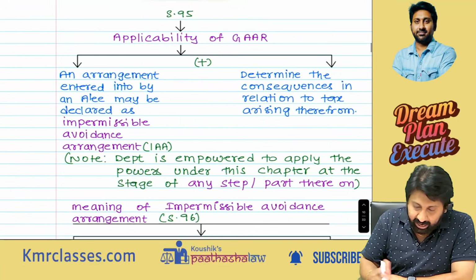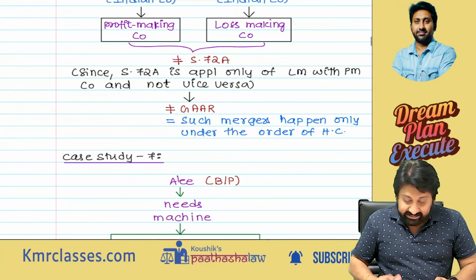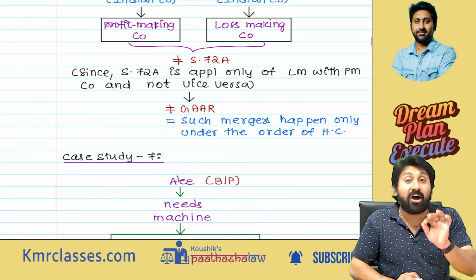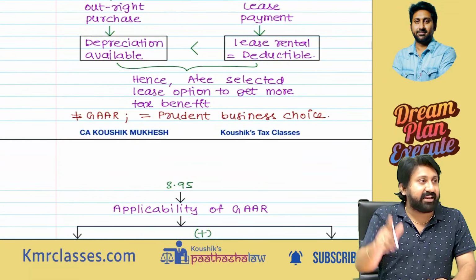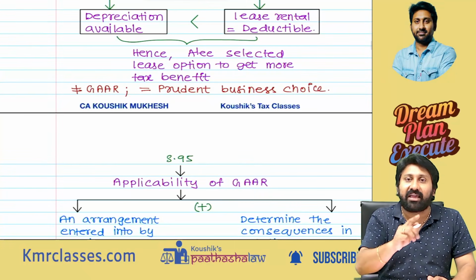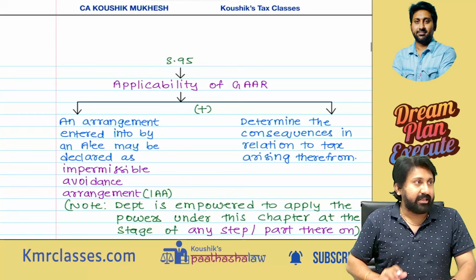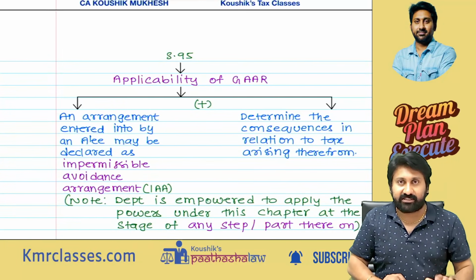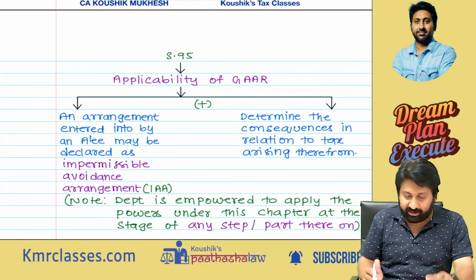Next. Applicability of GAAR. From up to here, we have seen 7 case studies on non-applicability of GAAR. Now we are going to see another 7 case studies in the study material where GAAR will apply. Listen, there are 3 sections: 95, 97, and 98. We have to understand that.